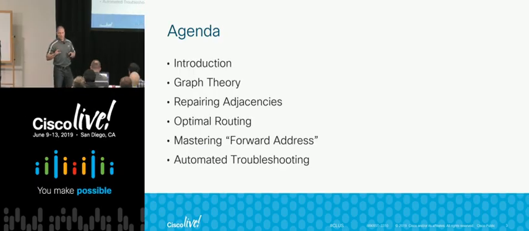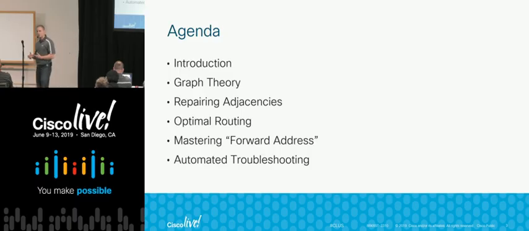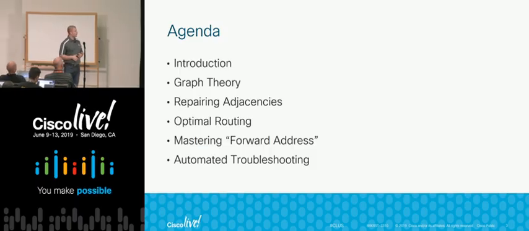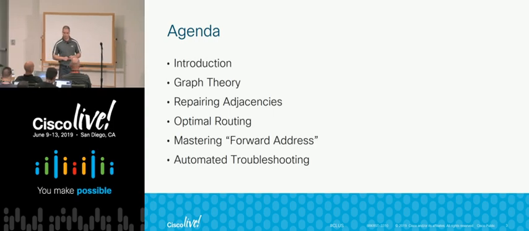Past that, we'll talk a little about OSPF adjacencies, pretty minimal. Then we have optimal routing. We'll talk about a couple of OSPF optimizations there. Then we will do the forwarding address stuff, which is also pretty fun. And then we'll finish up with some automation, which is new from last year.